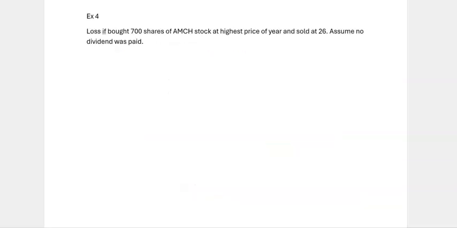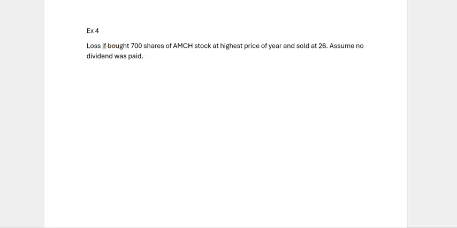Okay, we're going to look at the last example on page 84, and it tells us to find out what our loss is if we bought 700 shares of AMCH stock at the highest price of the year, and then we sold it at $26 a share. We're also going to make the assumption that we did not get paid out a dividend, so we didn't hold it long enough to get paid out a dividend. And I want to find out what my loss is going to be.